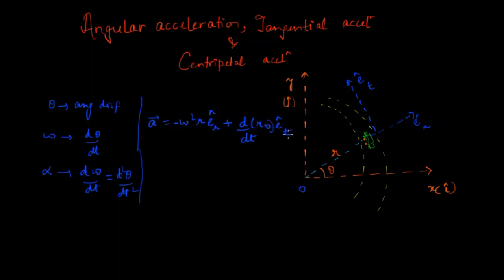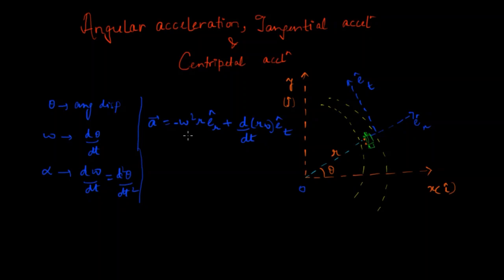Now, what are these er cap and et cap? If you have seen the videos which I posted earlier, er cap is the unit vector in the radial direction, along the r direction, and et cap is the unit vector in the tangential direction, right? Now, we'll come to why we need to choose er cap and et cap. Why not just use the Cartesian coordinate system, i and j? Okay, let's understand why we are using this er cap and et cap.